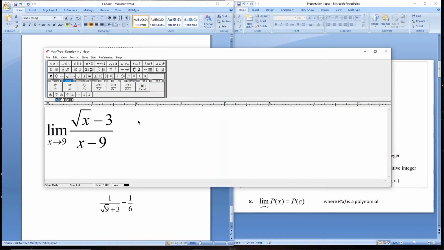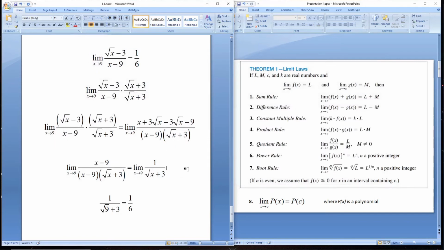This limit equals 1/6. So I want to stress again, if you ever see a square root in your homework, go immediately to the conjugate. The conjugate is how you will deal with the square root.